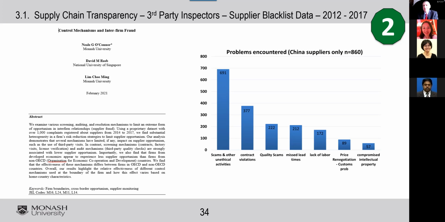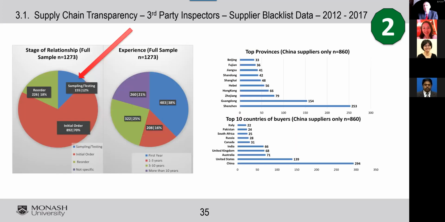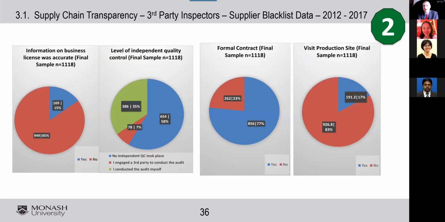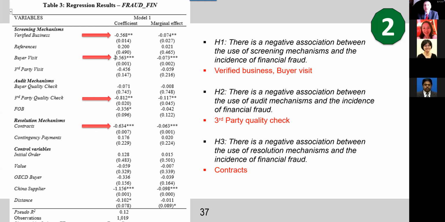That is poor quality, missed delivery, something went wrong, but really, the supplier did not set out from the outset to scam you. And so we look at how we can predict whether a buyer can avoid that really bad, unethical scam. And then what we find is that we can predict that if they have a verified business, if they visit the factory, third-party quality check, and then they have contracts.